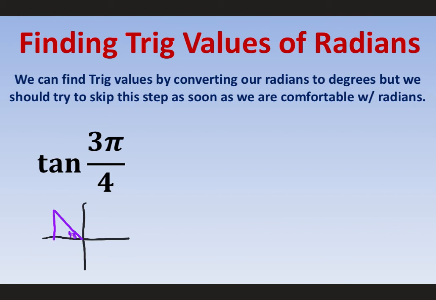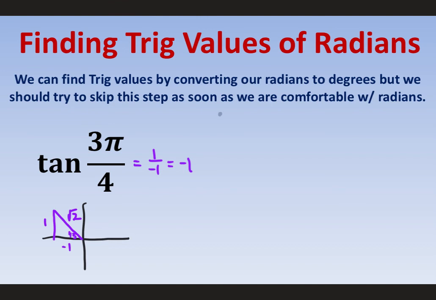So I know my opposite side is 1 because it's going up. My adjacent side is -1 because it's going to the left. My hypotenuse is √2. If I take the tangent of this, the tangent is the opposite over adjacent, which is 1 over -1, which is -1. So there we go. The tangent of 3 pi over 4 radians is -1.